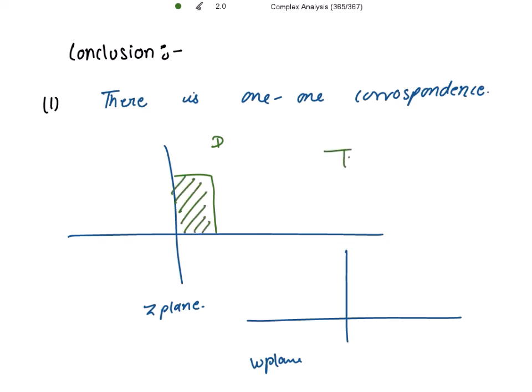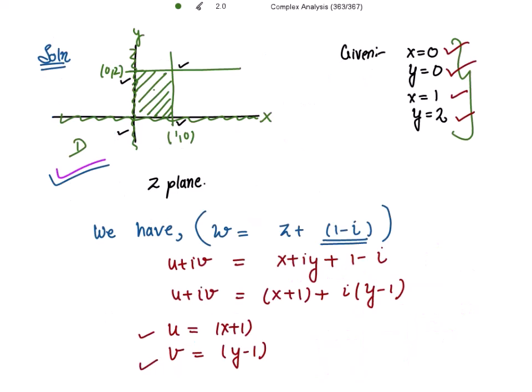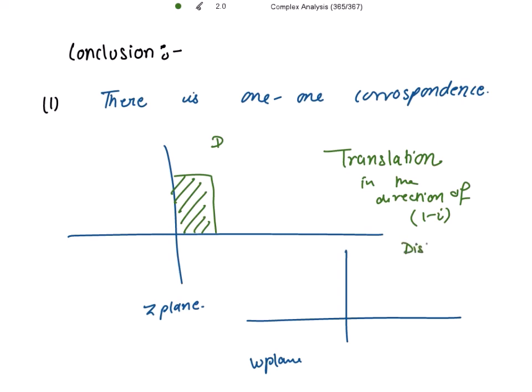And there is a translation of this rectangular region in the direction of 1 minus iota. W is equal to Z plus 1 minus iota. This is the vector. So at what distance is each point moving? Each point is moving a distance of the square root of the square of the real part plus the square of the imaginary part. That is square root 2. So each point of D moved a distance square root 2.